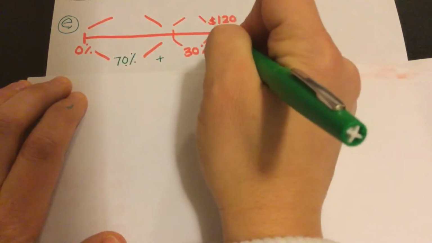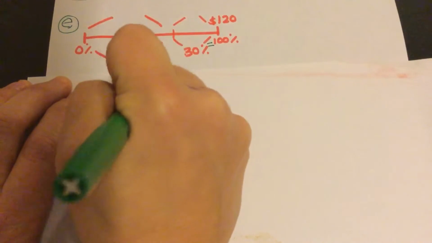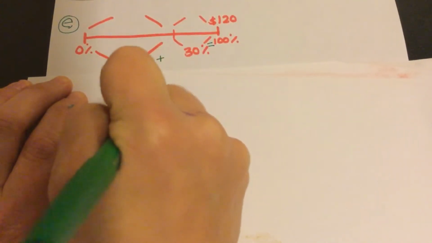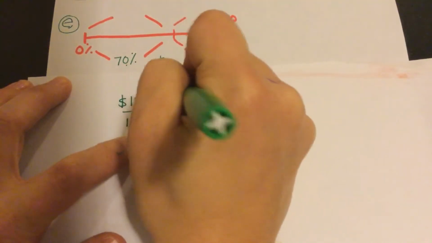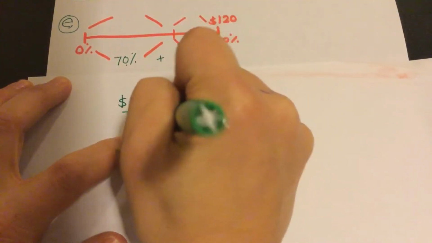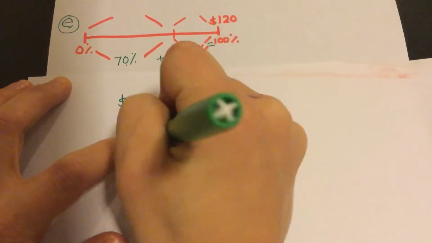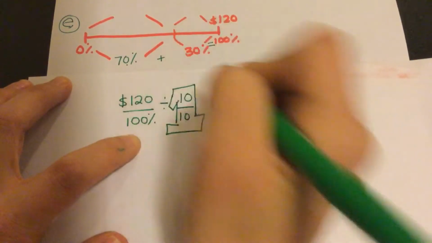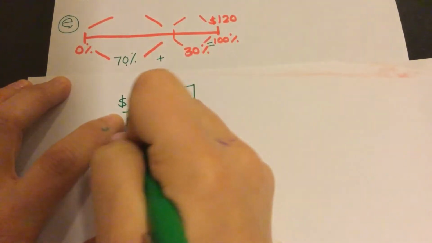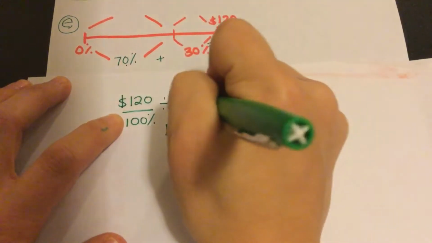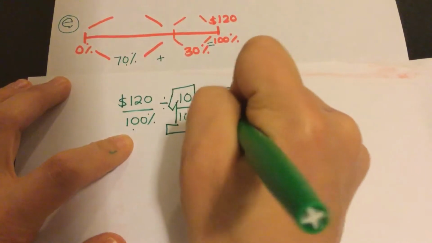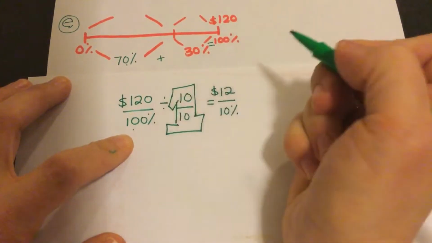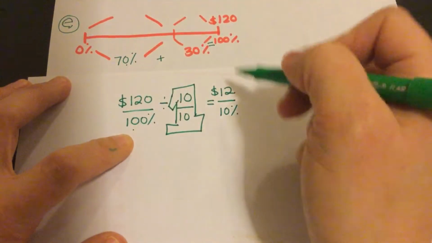So I'm going to take my total amounts, which are $120 and 100%, and make a rate. And then I'm going to divide by a giant 1, 10/10. Okay, when I do that, I find that 120 divided by 10 gives me 12, and then 100 divided by 10 gives me 10. I'm going to label them dollars and percent so I don't get confused what I'm dealing with.